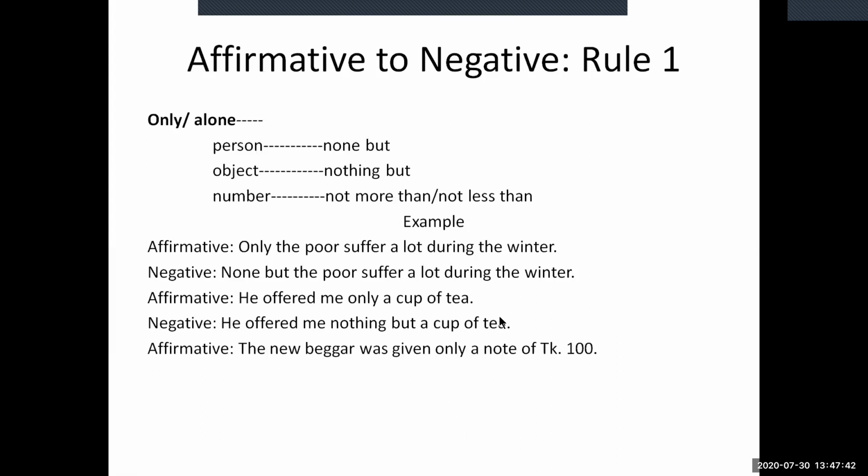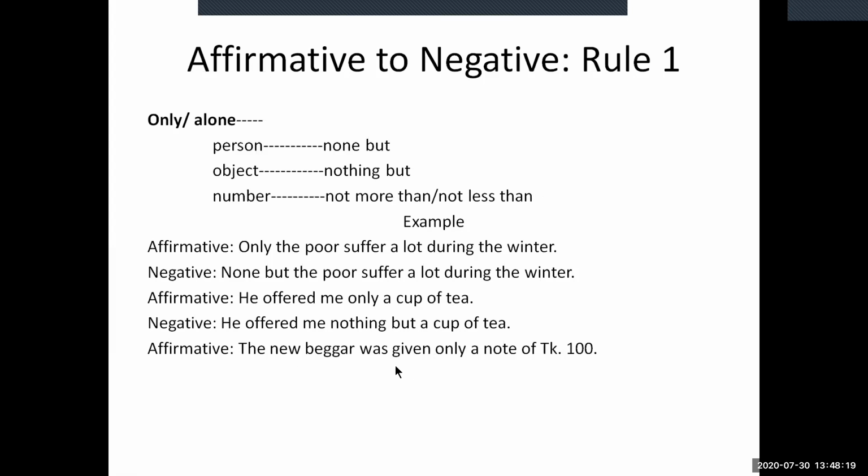The third example states that the new beggar was given only a note of taka 100. It indicates that the word only has been used to express some kind of a number, which is a note of taka 100. And for this number, the word only falls into the third category of the rule, indicating number, where the word only can be replaced by not more than or not less than. So this sentence can be made negative by replacing the word only with not more than or not less than. So let us use this here.